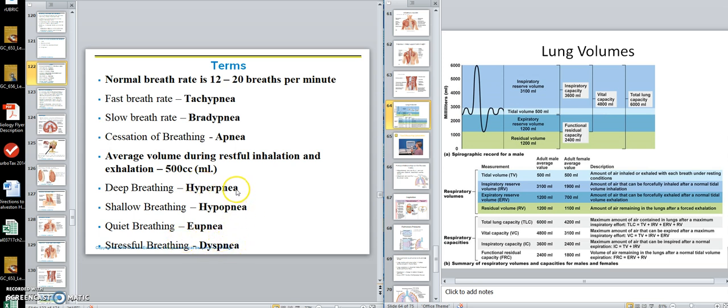Dyspnea is stressful breathing. Hyperpnea is deep breathing, when you're bringing all this air in and out. Now, he's running down the field breathing hard. Let's say he just breathed everything out down to here, getting ready to take the next breath. But unfortunately, another player comes into his chest helmet first. What's that going to do? Knock some of this out.